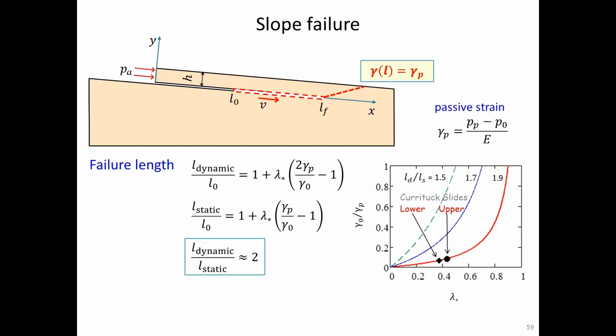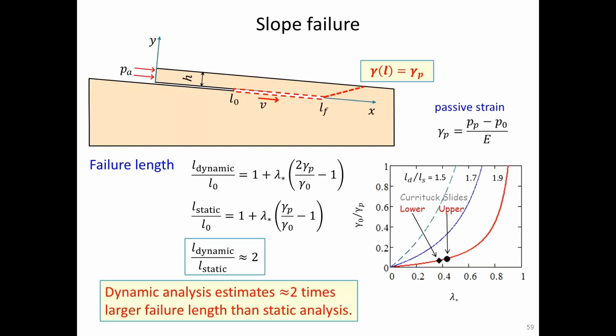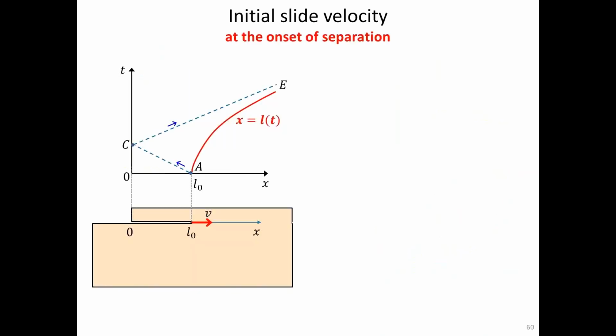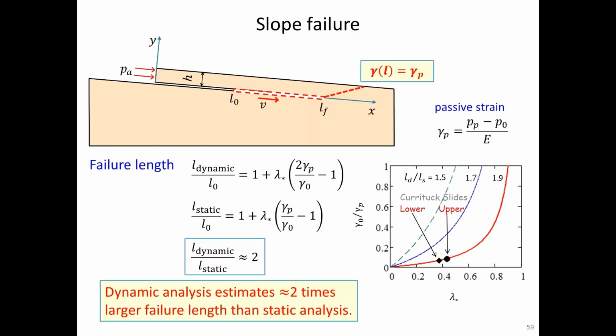This is the actual case of the Currituck slides in North Carolina, and we're going to talk about this one a little bit later. There are 2 cases in the Currituck landslides, and the ratio between the dynamic failure length and the static failure length is about 1.9. So we can say that dynamic analysis estimates roughly twice as large as the static analysis. The reason for this, again, remember, is that the wave generated from the fracture tip is basically making some unloading of the sliding surface.